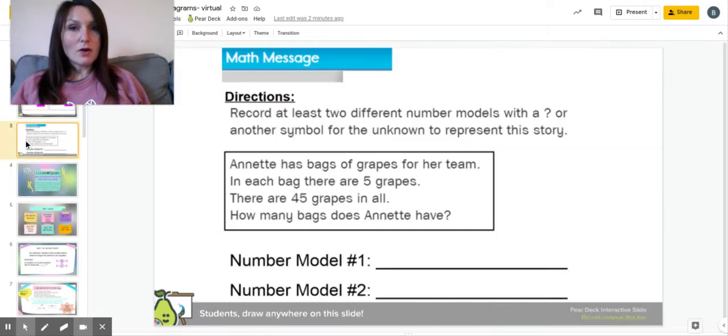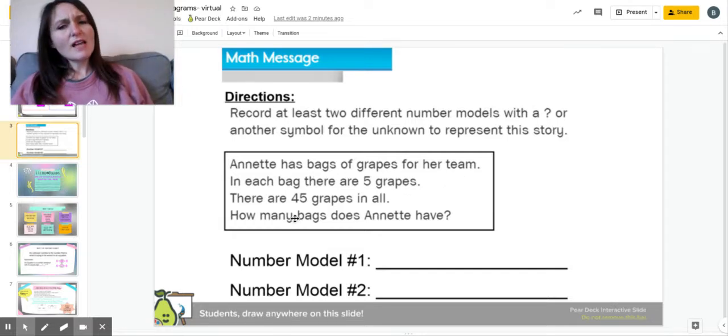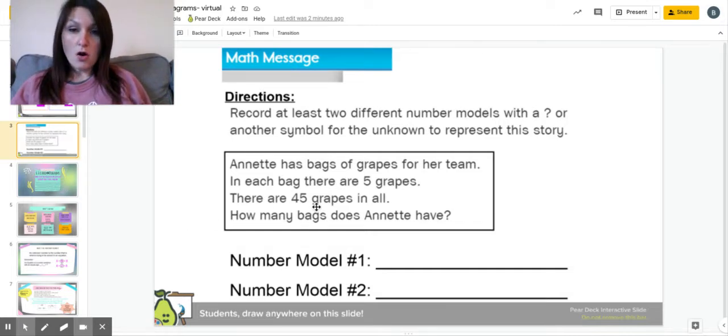And then also, we always start with our math message to get our brains thinking about what we're going to be doing today. So this says record at least two different number models with a question mark or another symbol for the unknown to represent the story. So here's the story. Annette has bags of grapes for her team. In each bag, there are 5 grapes. There are 45 grapes in all. How many bags does Annette have?